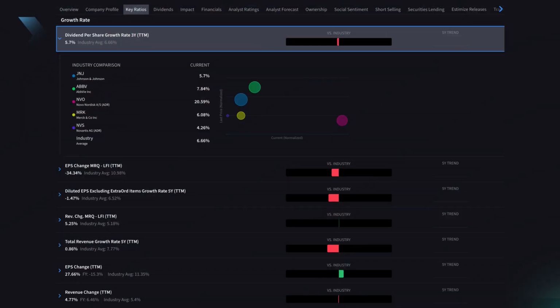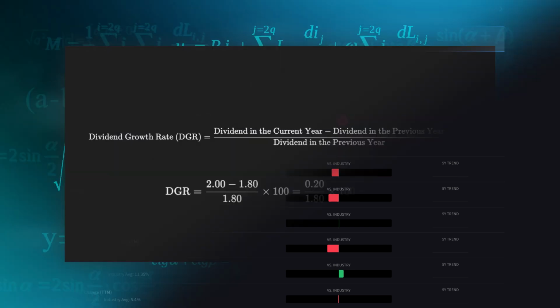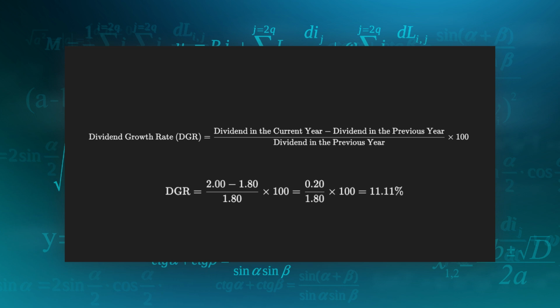The dividend growth rate represents the rate at which a company's dividends have grown over a specified period, usually over the past 5 or 10 years. If a company consistently increases its dividend payout, this can signal financial strength and a commitment to returning capital to shareholders. The simple formula to calculate the dividend growth rate is dividend in the current year minus dividend in the previous year, divided by dividend in the previous year, times 100. For example, if a company paid a dividend of $2.00 in the current year and $1.80 in the previous year, the dividend growth rate is 11.11%.